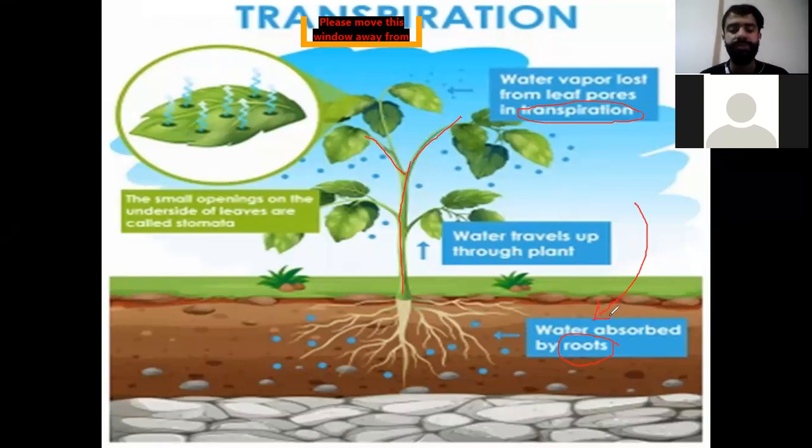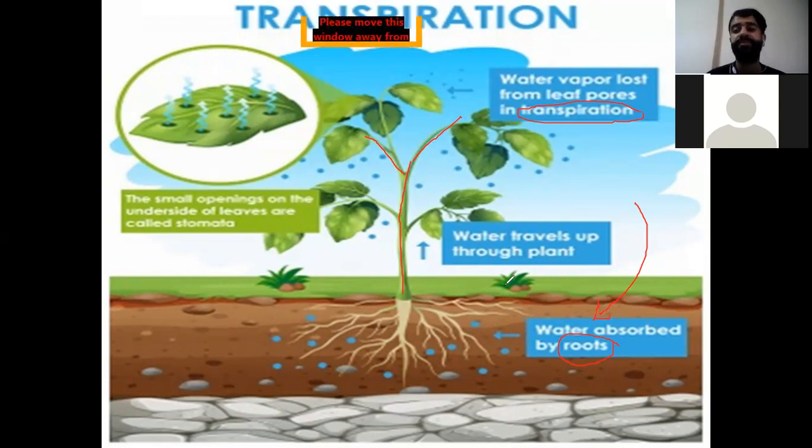Through the roots of the plant. So as the transpiration rate increases, the rate of absorption will increase as well. That's why when we lose more water, we need to compensate for the loss. This compensation should be at the level of the roots by the process of absorption.